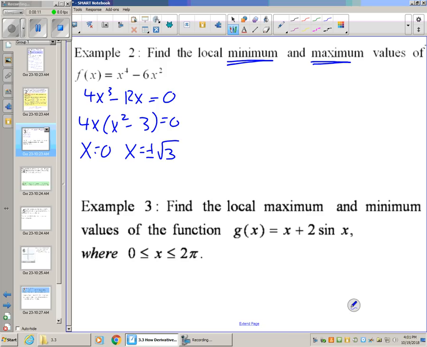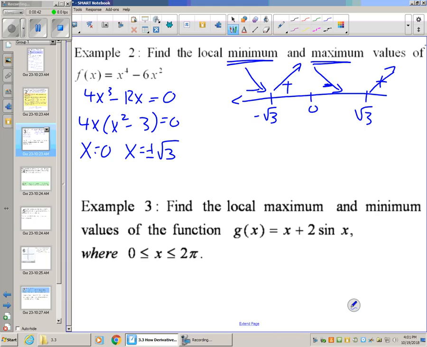Okay, so again, let's look at that sign line that we had earlier. We had negative square root of 3, we had 0, we had positive square root of 3. And doing some test points, remember that we had negative, positive, negative, positive. So let's think back to what our rule says for the first derivative test. Here we have a negative slope going to a positive slope. Then we have it going to a negative slope and a positive slope. Because the signs change, we do have local max and mins at these points.